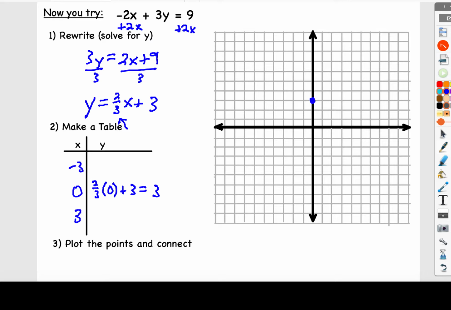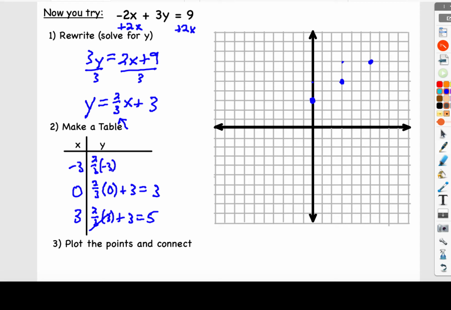Then we're going to plug in 3. 2/3 times 3. Well, those 3's cancel. We get 2. Plus 3 would be 5. So I'm going to go out to 3, 5. Right there. So it looks like our pattern is, again, going up 2 and right 3 and up 2 and right 3. So I'm guessing we'll get a point there. But let's check that out. Let's make sure our third point also works.